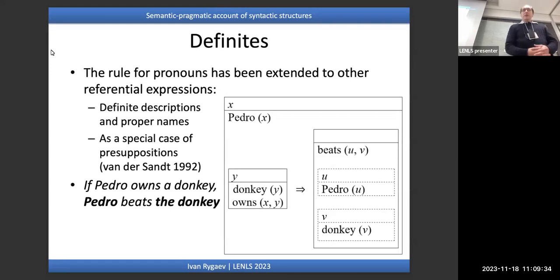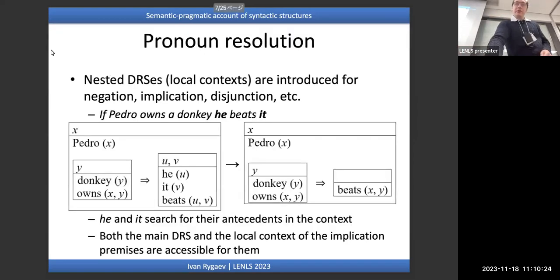And the same was then extended to other things like definites and other presuppositions, right? So here, if we replace he with Pedro and it with the donkey, nothing essential changes, right? So here we need to represent those presuppositions, because the content is used as part of a full search. When we're resolving these, we would look for Pedro here, and here we will look for the donkey, and when it's resolved, it leads basically to the same representation as here.